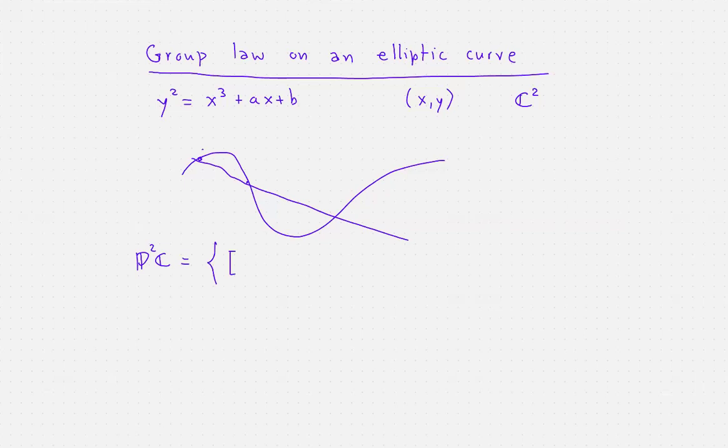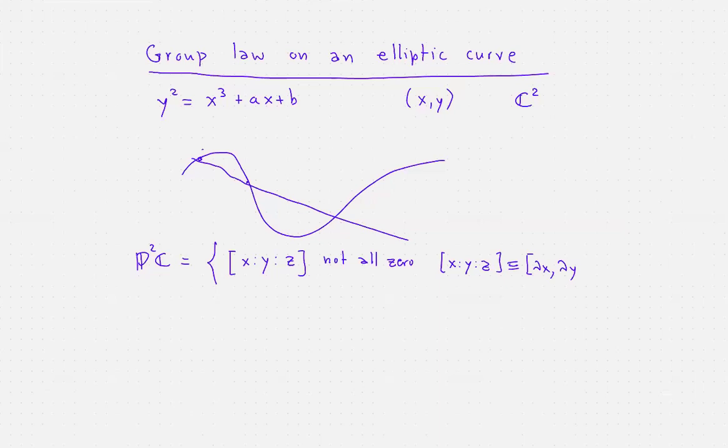And the idea is that x, y, z cannot be all zero at the same time. And we also identify triples that are proportional. One could actually describe the projective space as the set of all lines in the three-dimensional space.